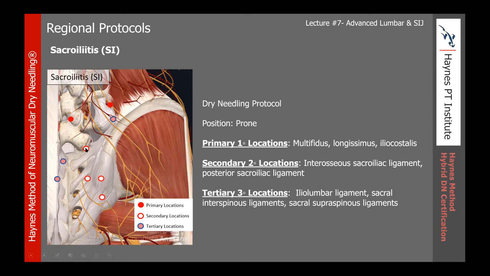That will do at an angle, one superior to inferior, one inferior to superior to land deep in that SI joint. And then for the posterior sacroiliac ligament, again, we'll have these three locations here to get the bulk of this bigger, more superficial ligament itself. And then tertiary, finally, if we have to, we can get the iliolumbar ligament, the sacral interspinous ligaments, and then the sacral supraspinous ligament.